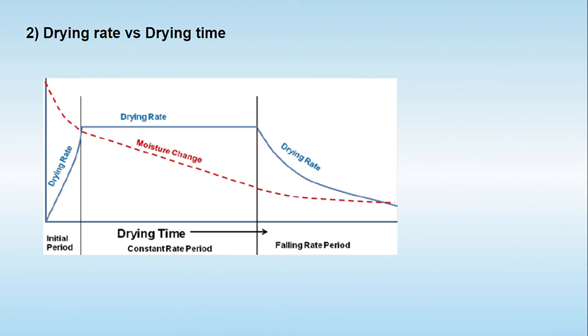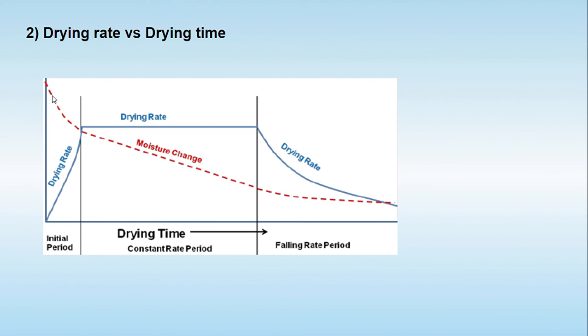Now as shown in this diagram, it is divided into three parts: the initial period, the constant rate period, and the falling rate period. The blue line is showing you the drying rate. Initially the drying rate will be 0, and then slowly it is going to increase, and then it becomes constant. Once we maintain that particular temperature for a constant period of time, then we are going to decrease the drying rate. So the drying rate is going to be decreased.